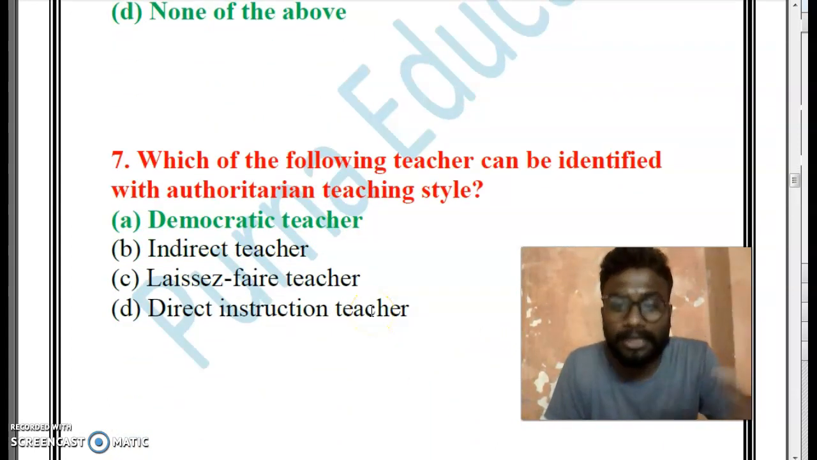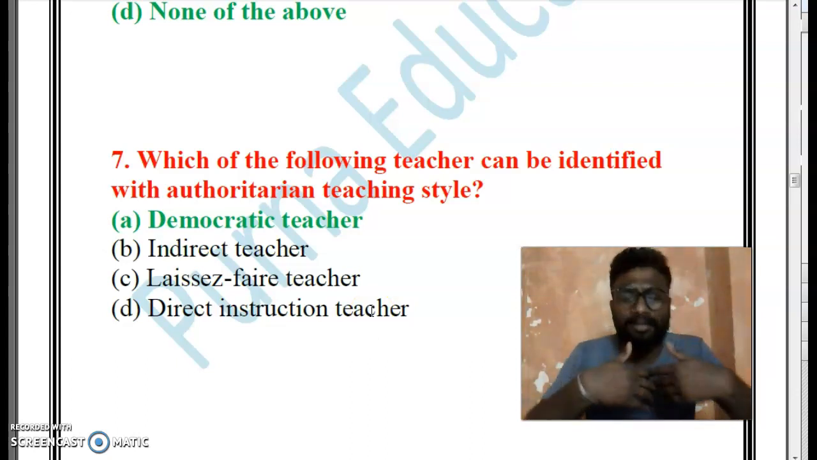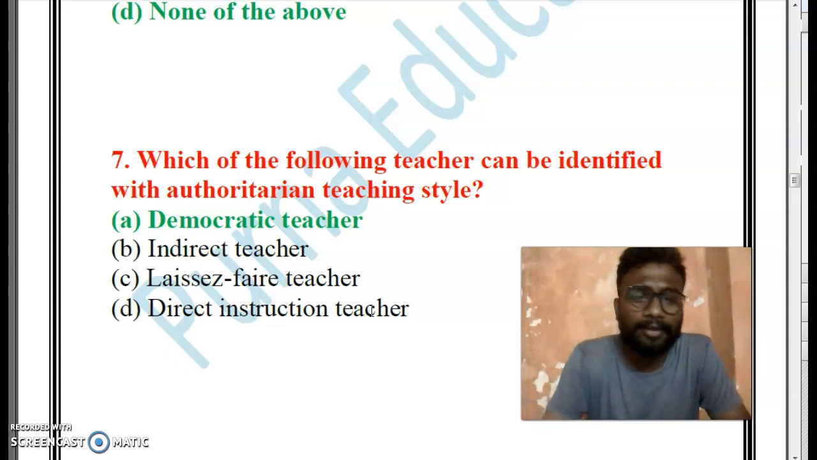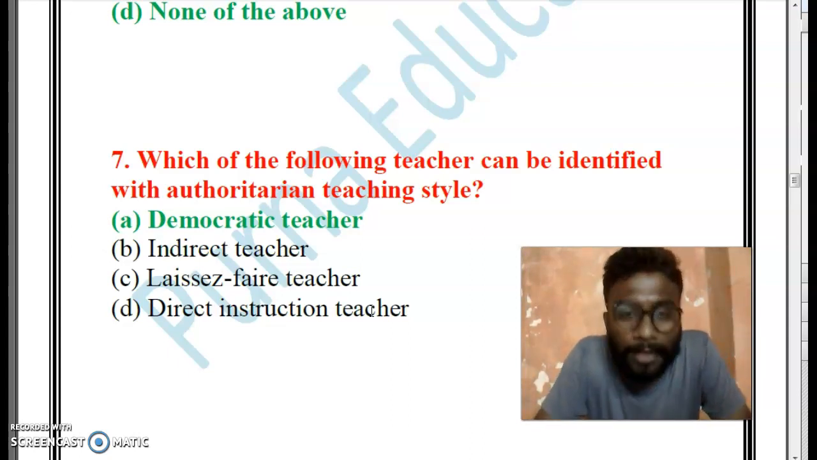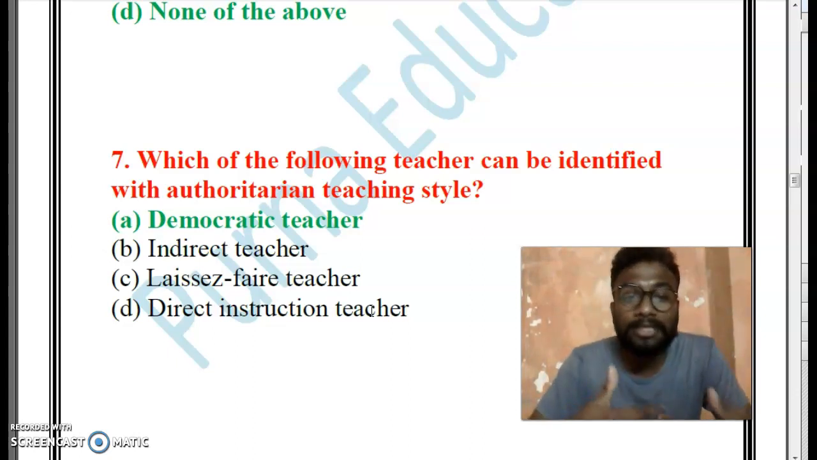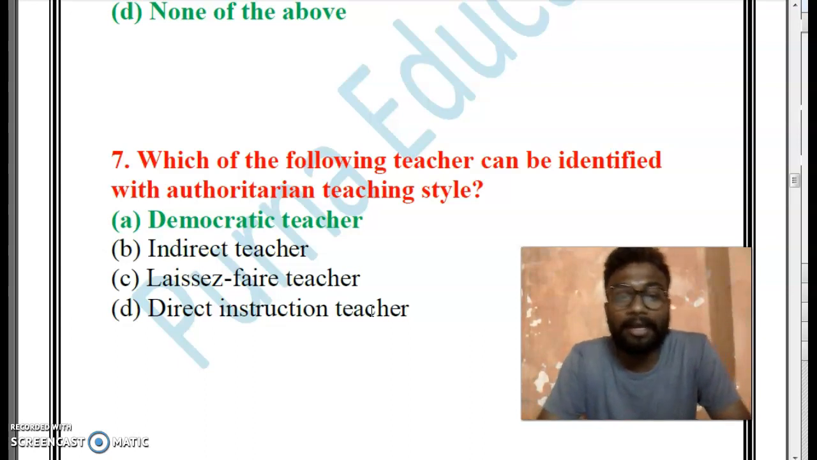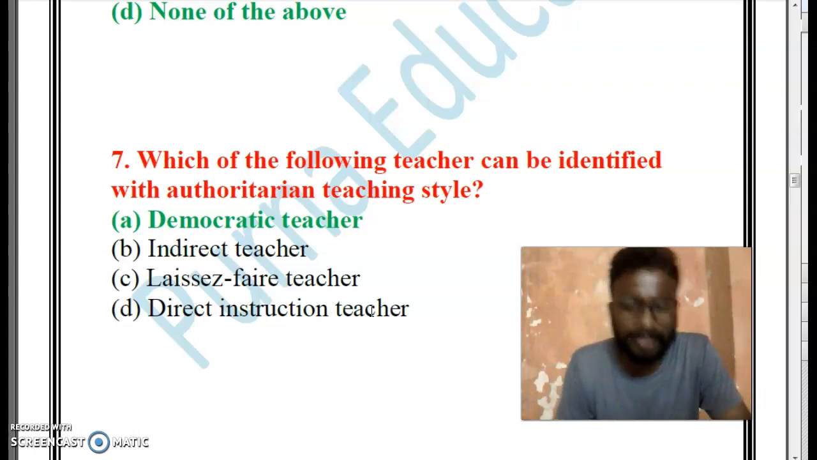Yes. So which of the following teacher can be identified with autocratic teaching style? Giving an opportunity to the students to ask something, or giving an opinion, giving an opportunity to the students to put their opinion. So these kind of things will be in any kind of authoritarian teaching style. It is the nature of a democratic teacher, right? Yes.